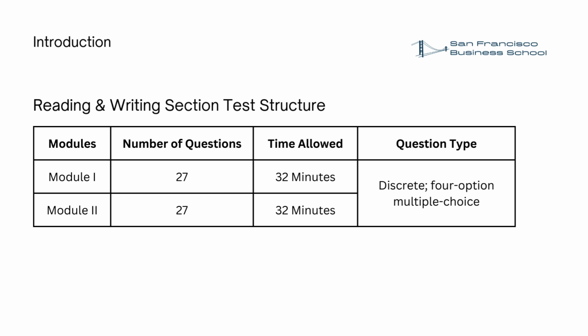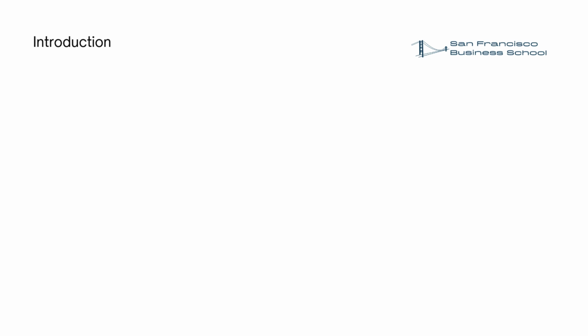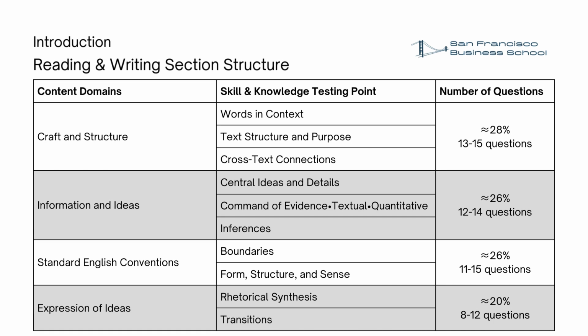Now, let's look at the content domains and skills and knowledge testing points. There are 4 content domains for the reading and writing section: craft and structure, information and ideas, standard English conventions, and expression of ideas. Each content domain has several skills and knowledge testing points.